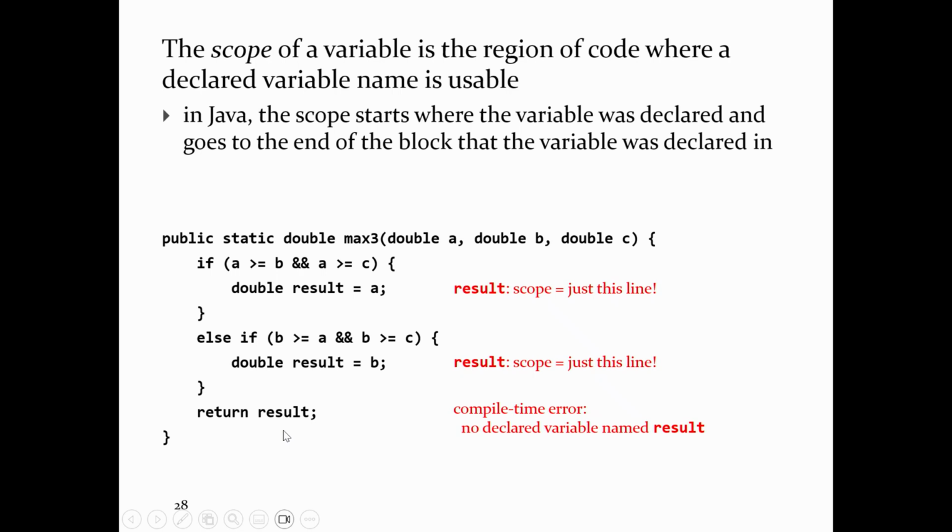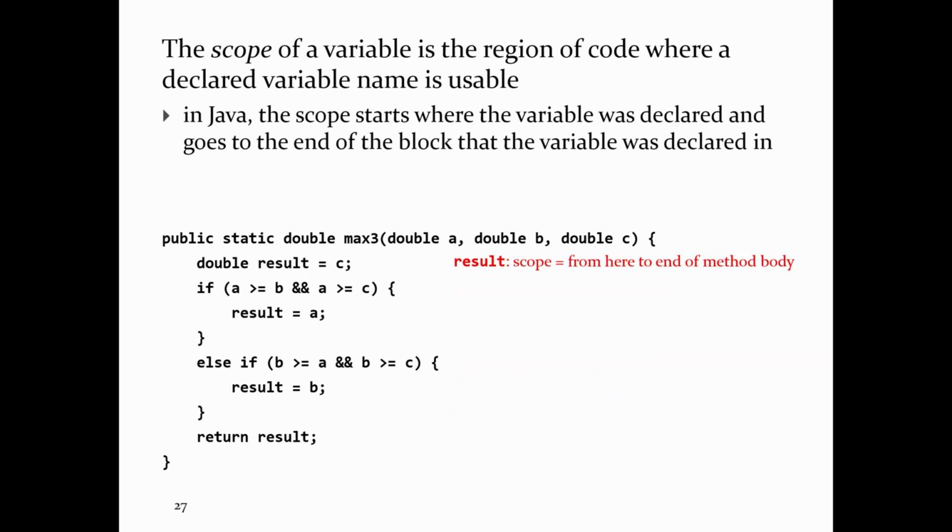So if you write this method in Eclipse, or in Visual Studio Code I imagine, Eclipse will flag this as an error. It'll highlight this line and say there's no declared variable called result. And so that's why I had to declare result up here, because I needed it down here.